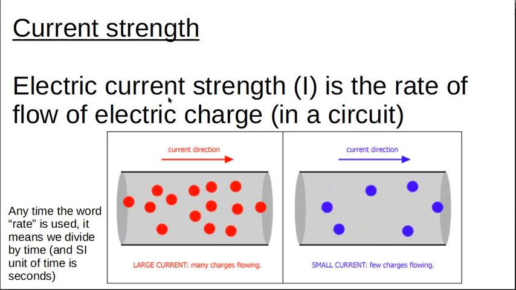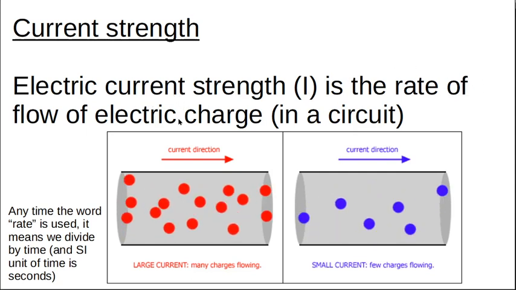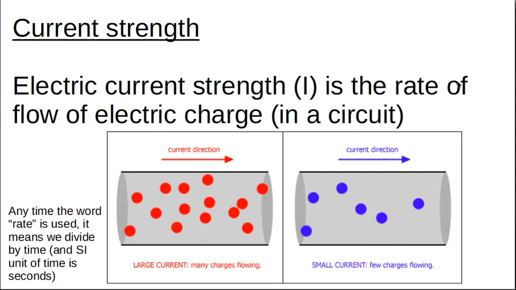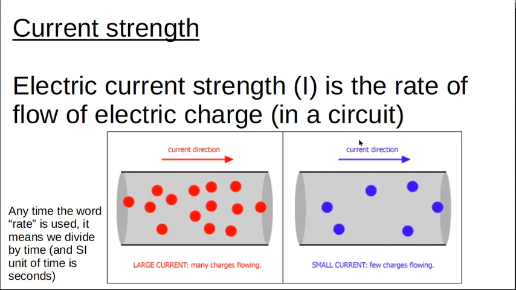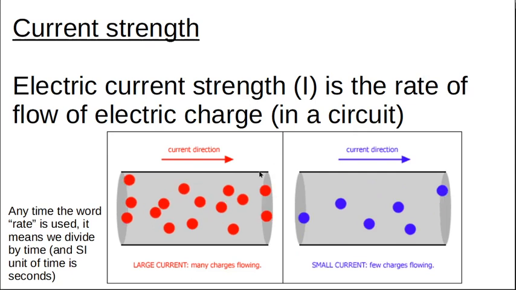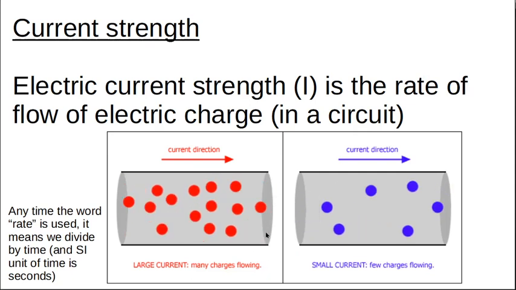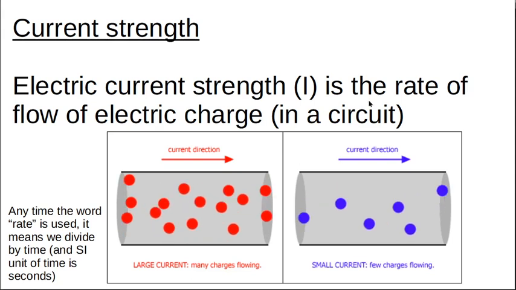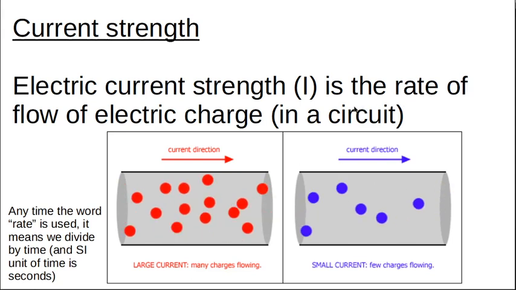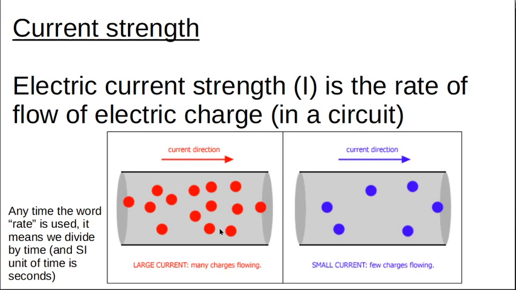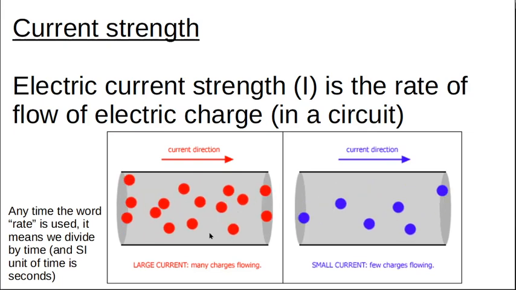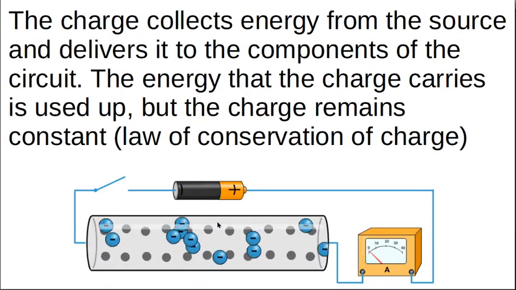So you can't say electric current is the flow of charge. It's not. It is the rate of flow of charge. You have to check how many electrons are passing this point in a second. Is it 1 electron? Is it 2 electrons? Is it 6 million electrons? That is the rate of flow of charge. So it has to be how much charge passes a point in a second.